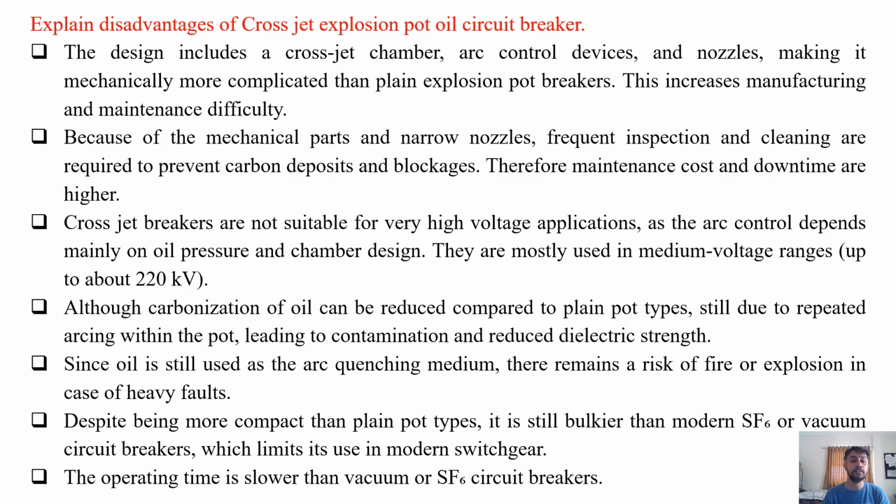Since oil is still in use as the arc quenching medium, there remains a risk of fire or explosion in case of heavy faults. Despite being more compact than plain pot types, it is still bulkier than modern SF6 or vacuum circuit breakers, which limits its use in modern switchgear. The operating time is slower compared to vacuum or SF6 type of circuit breakers. So these are several disadvantages of cross-jet explosion pot oil circuit breaker.